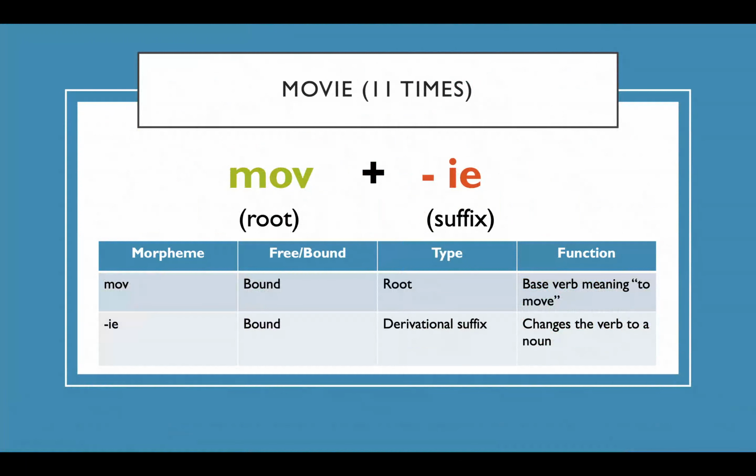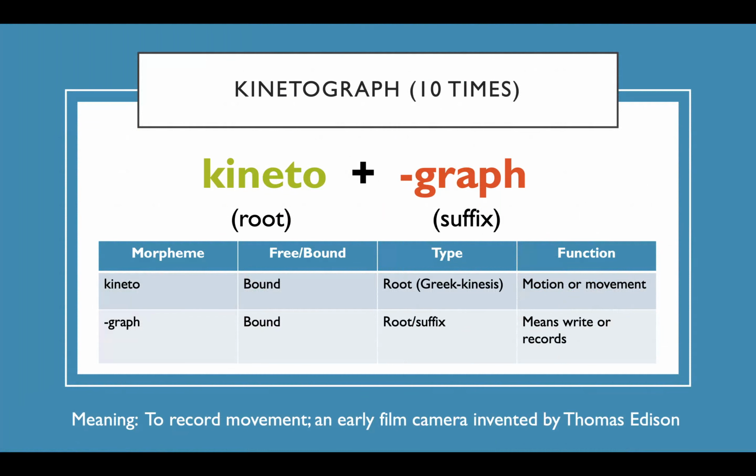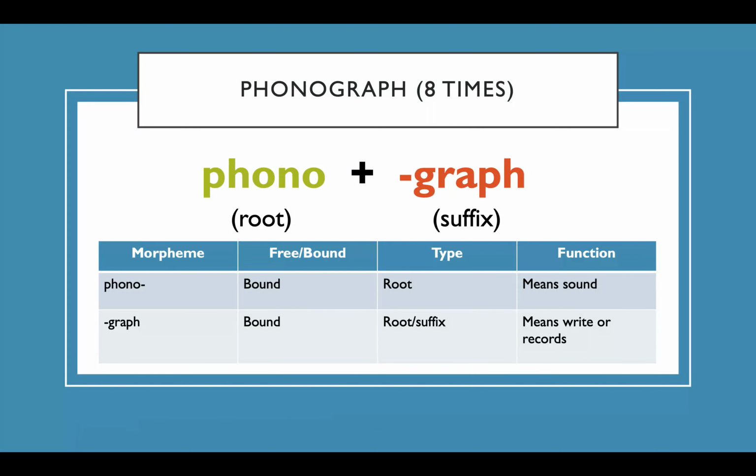Movie appeared 11 times. Move is a bound root, meaning to move. IE is a bound derivational suffix. It changes the verb to a noun. Kinetograph appears 10 times. Kineto is bound, meaning motion or movement, and graph is bound, meaning write or record. Phonograph appeared 8 times. Phono is a bound root, meaning sound, and graph is a bound suffix, meaning write or record.